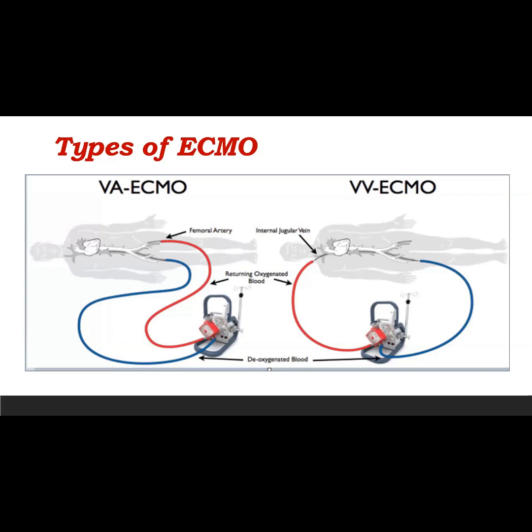In VV ECMO, blood is drained from your femoral vein, gets oxygenated, and is returned into the internal jugular vein to the native functioning heart, which you have, because in VV ECMO, there should be a functioning heart for the patient.